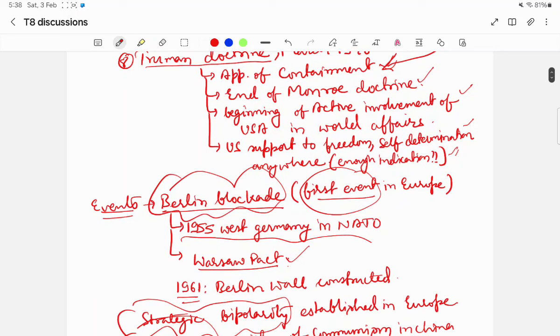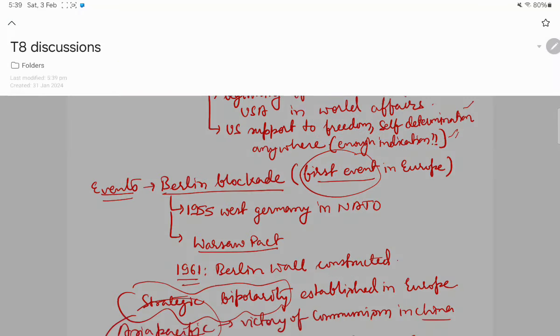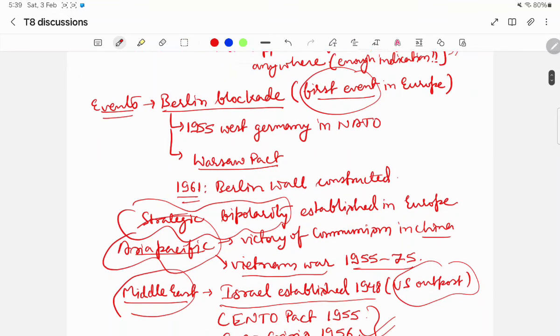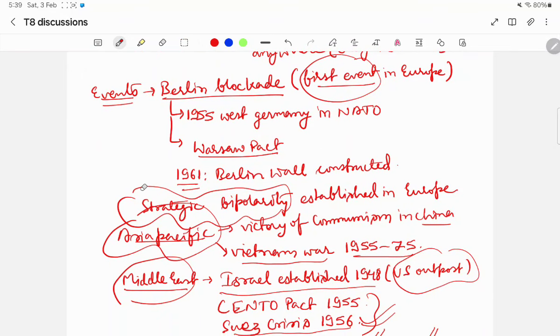So what were the events of the Cold War? The Berlin Blockade, which was the first and last event in Europe. So this led to an increase in trust of Europeans in Americans. And West Germany also joined NATO in 1955, which led to the operationalization of a tit for tat policy, and Russians brought the Warsaw Pact against the NATO Pact, and then strategic bipolarity was established in Europe under the Soviets and the Americans. And in Asia Pacific, the Soviet image increased, and communism's value increased after the victory of communism in China.